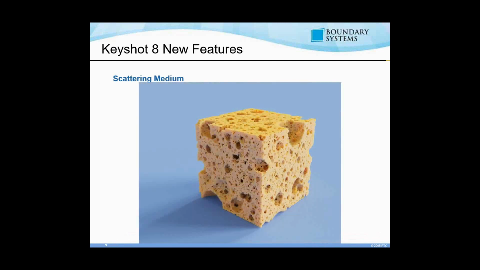And again, as I mentioned earlier, you could also use a scattering medium material to model foam materials, for example. And I believe one or two of these foam materials is included as a sample model inside of the Keyshot 8 material installation.